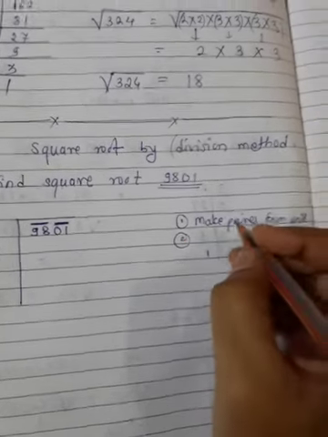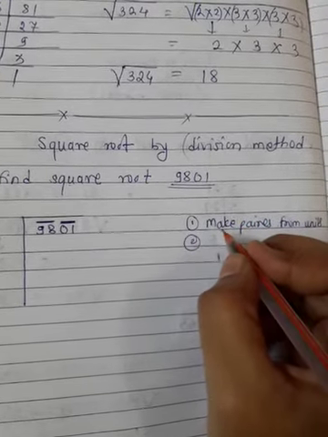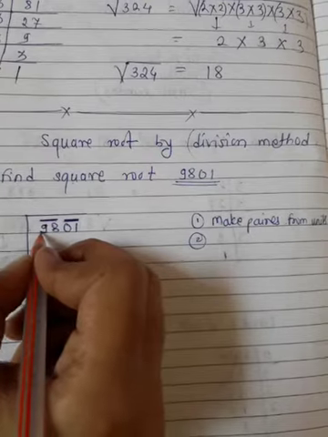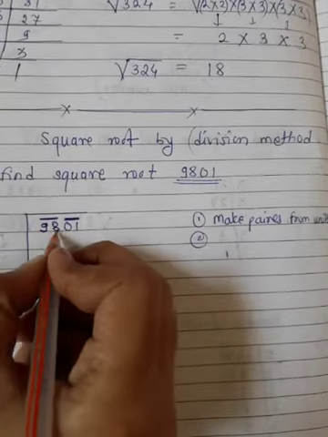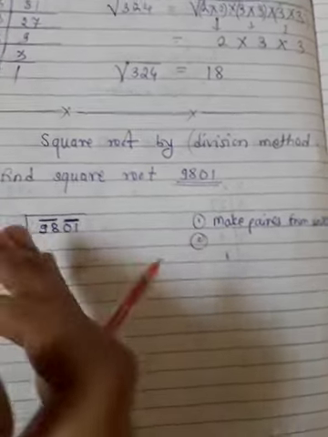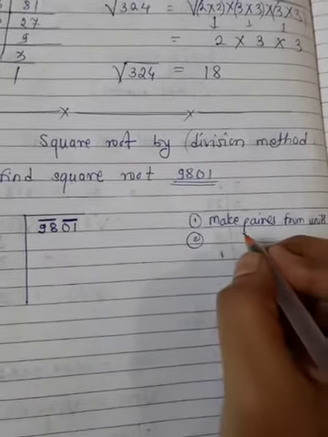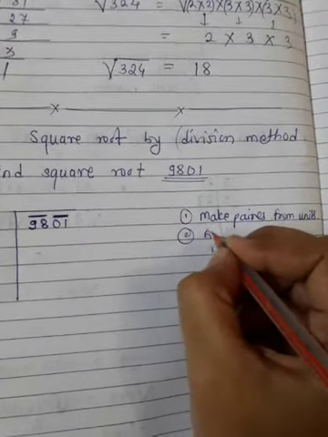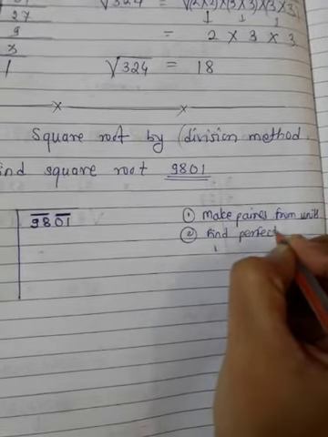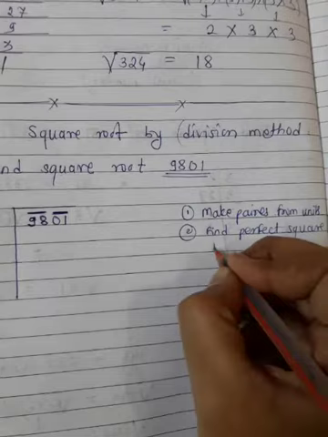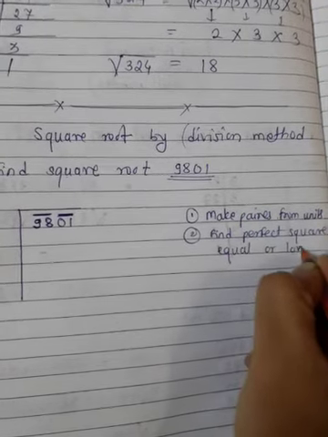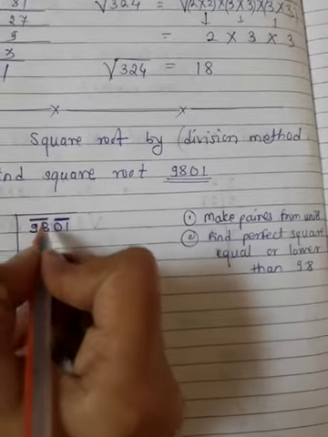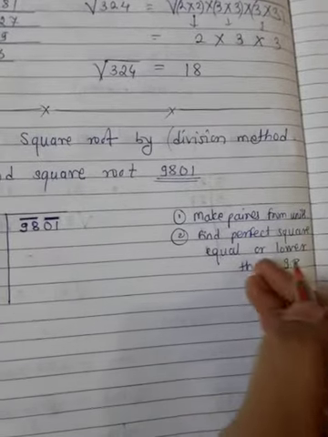Now what is the second step? Now our second step is take the first pair. So what is our first pair from the right? First pair is 98, and take the first pair and find a perfect square which is equal to or lower than 98. Now find a perfect square which is equal to or lower than 98.